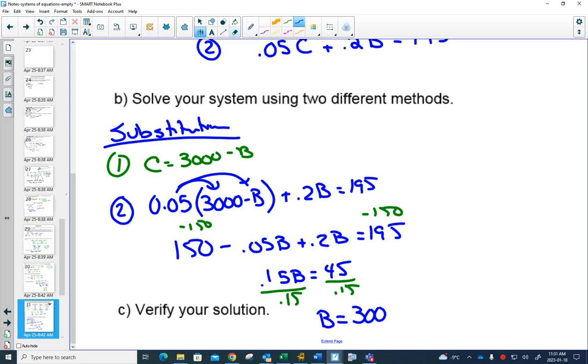Write equations for one. Can you use any equation? You need a slope and a, yeah, you can have it in any form. So that would be fine if you wanted to leave it in that form. How many cans then? There was 3,000 in total? 2,700. We can do a check to see if this works. 300 times 0.2 plus 2,700 times 0.05, $195, this works.